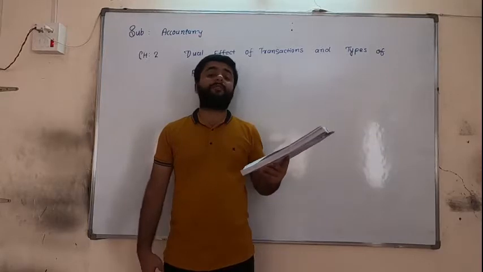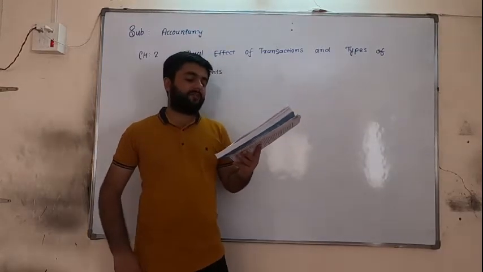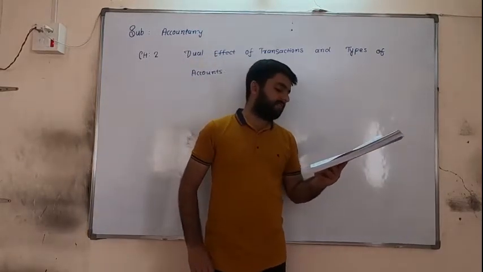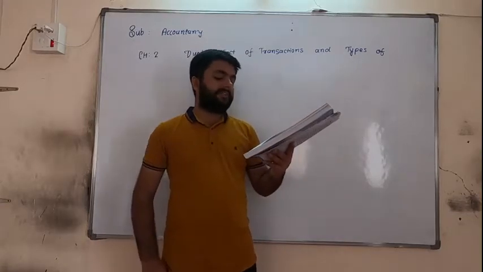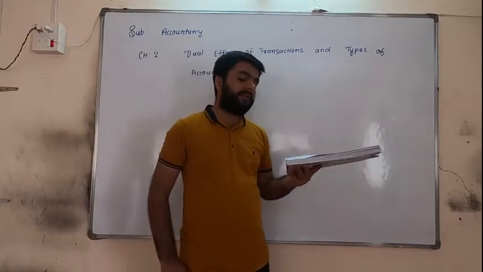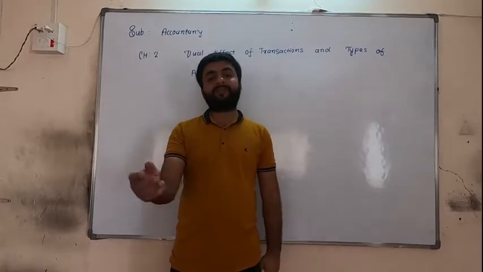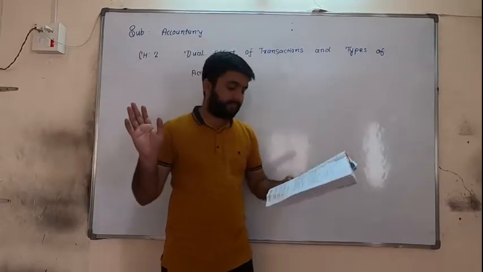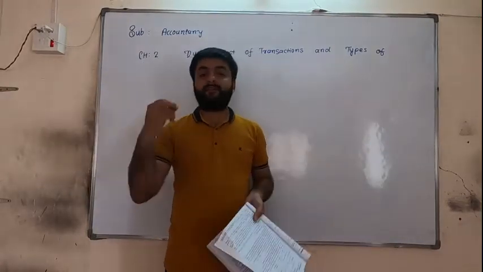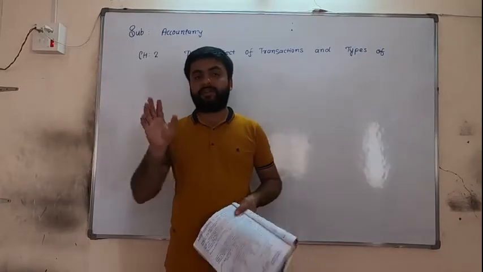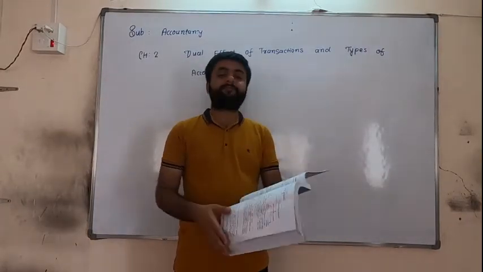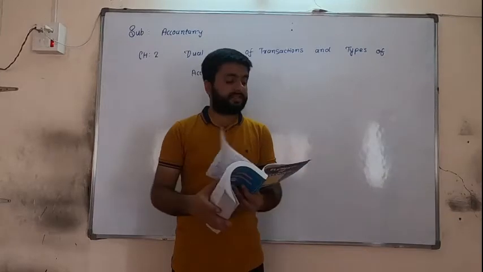Then cash transaction for services. Cash is paid for acquired services or cash is received for provided services. Example, salary of 12,000 paid to employee. Employee is giving service, you are just paying the cash. Brokerage is received. We are doing some brokerage work and for the brokerage work money is received. So these were all the cash transactions.